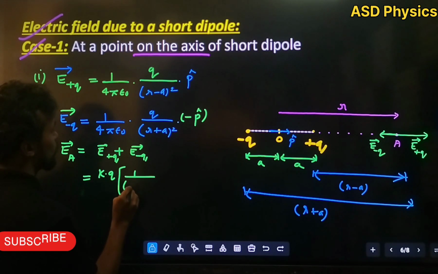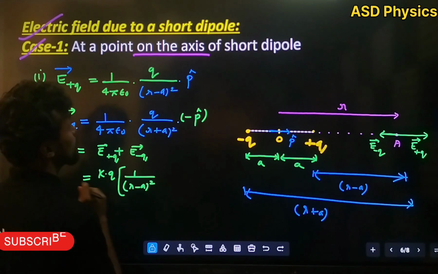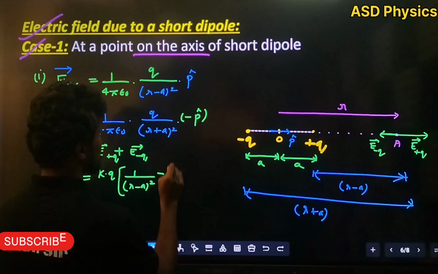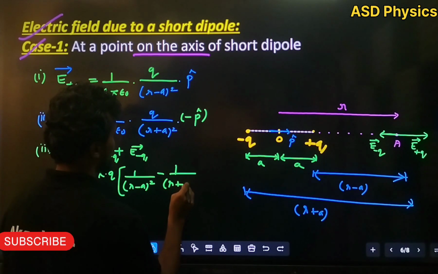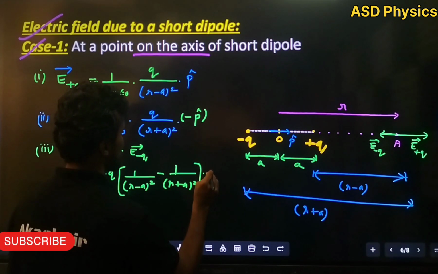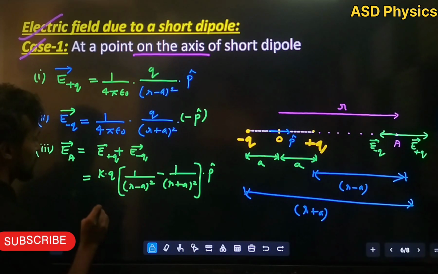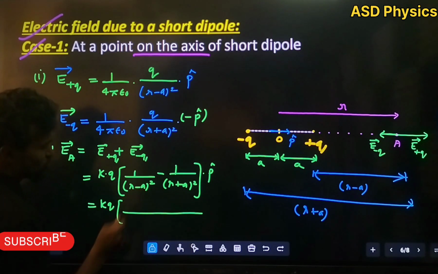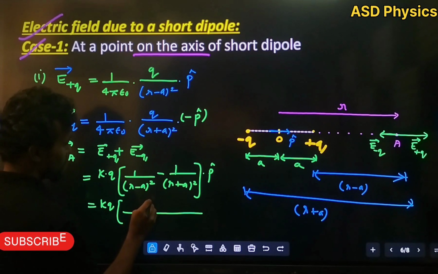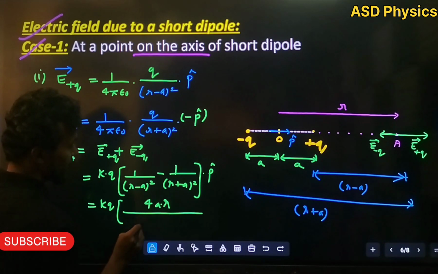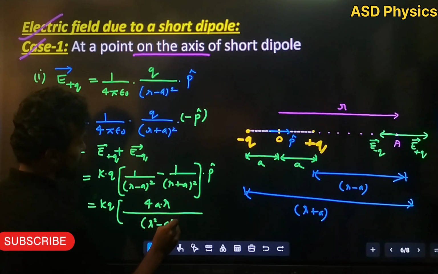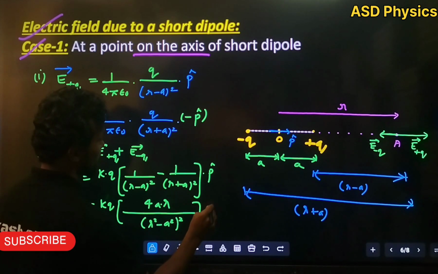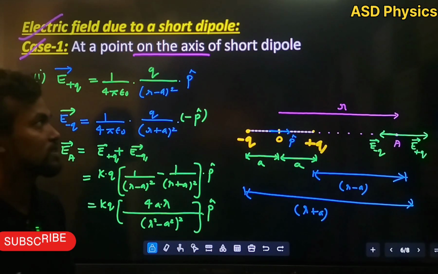And it will become here 1 by (R minus A) whole square, and minus, because of this minus, (R plus A) whole square, and here P cap. Now after that we'll simplify this. When you simplify this by using the formula (A minus B) whole square, (A plus B) whole square, it will come here 4AR, and this will come here (R square minus A square) whole square, and here P cap. So up to this is okay.